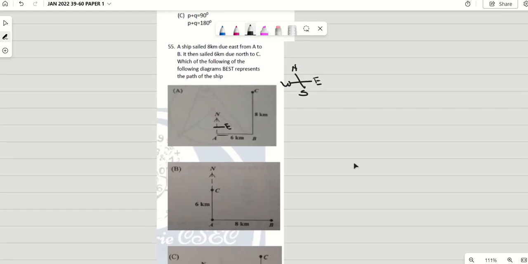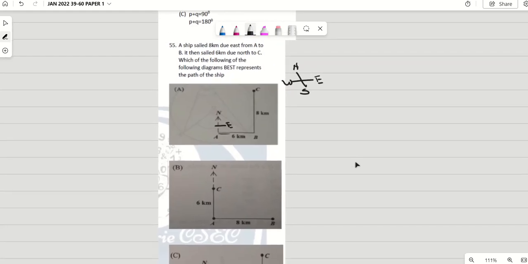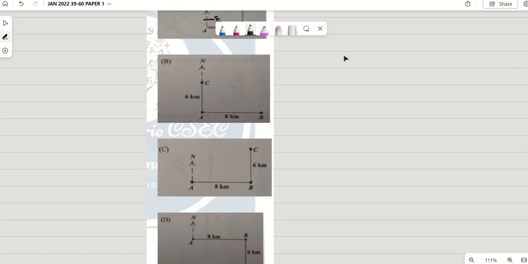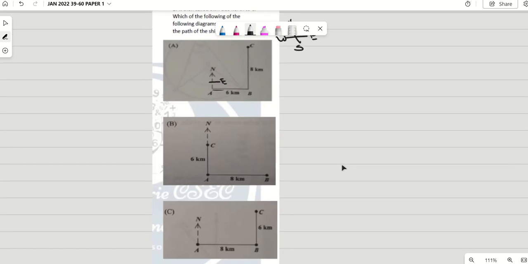They're telling you the ship sailed 8 kilometers due east. So you're looking for those that had 8 kilometers going in the east direction. That is B, C, and D. So A is not it, because if we look at the direction of east, you see 6 kilometers. So A is not your answer.